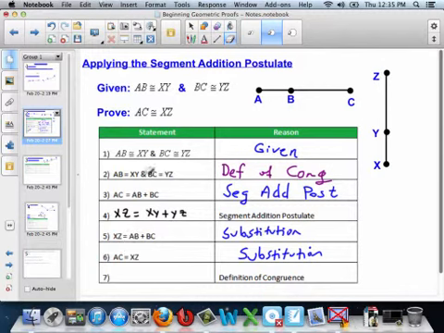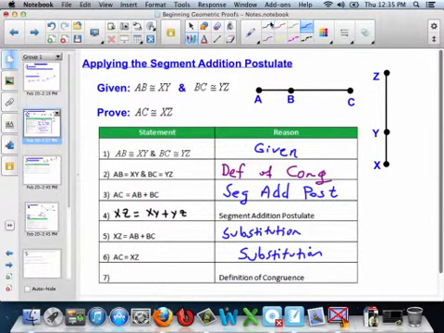All right, and I pretty much have my proof done, right? Except I don't want to know if AC is equal to XZ. I want to show that AC is congruent. All right, so anytime we switch from congruence to equals or equals to congruence, it's called? Def of cong. So AC is congruent to XZ. Now, yes, so we completed a two-column proof.